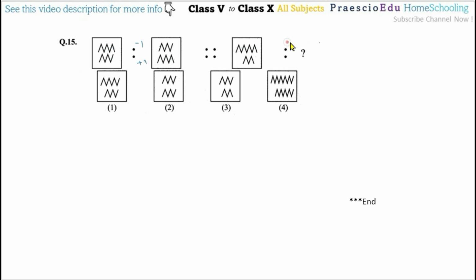So here, after reduction of one, there are 7 lines. And here 1 2 3 4. Here addition of one means 5 lines should be there. So the top one should be 7, 1 2 3 4 5 6 7. So this is correct, and the bottom or lower side should be 5, 1 2 3 4 and 5. So this one is correct, and that's why option number 1 is the correct one.